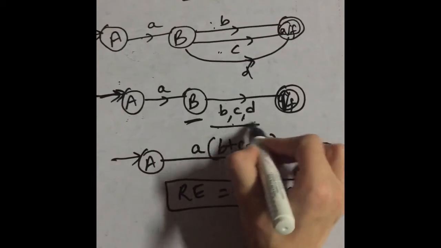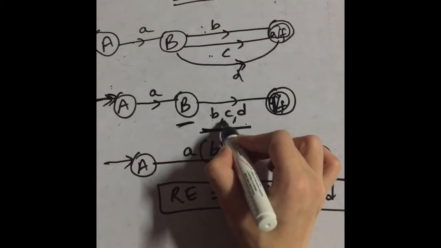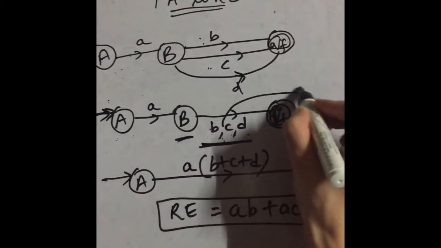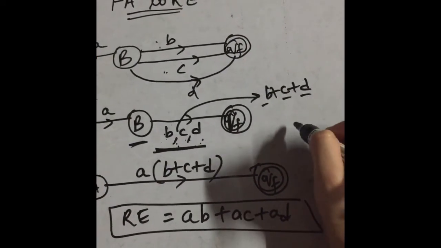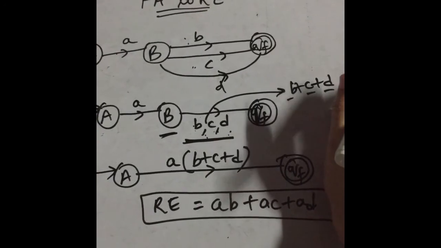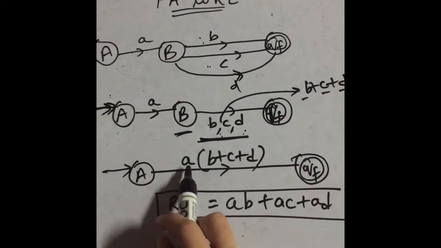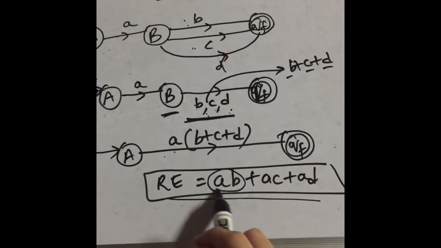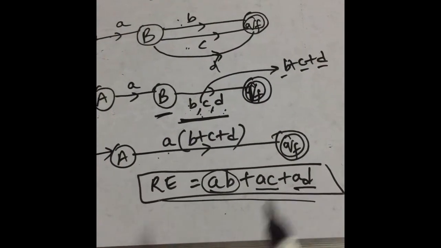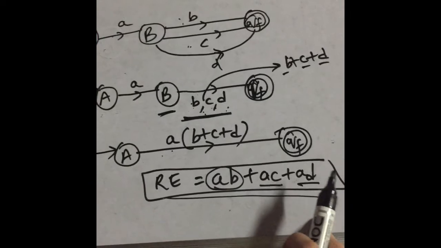Don't get confused in this: b comma c comma d is nothing but b plus c plus d, either this or this or this, right? So we can rewrite it as a(b plus c plus d). So the regular expression is either ab or ac or ad. So this is the final regular expression.